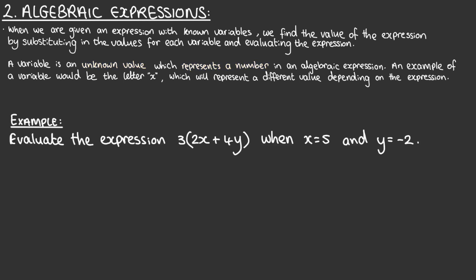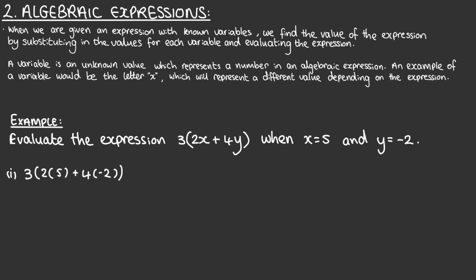So for the first example, we are asked to evaluate the expression 3 multiplied by (2x plus 4y) when x is equal to 5 and y is equal to minus 2. So in this case, our known variables are x and y, since the values of both x and y are given in the example. So we must substitute in the values for each variable and evaluate the expression.